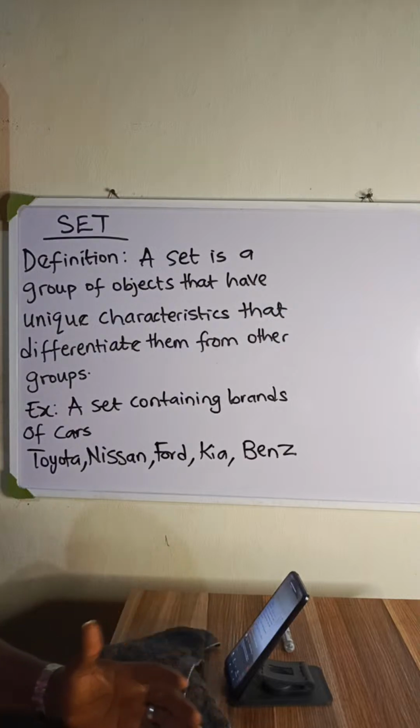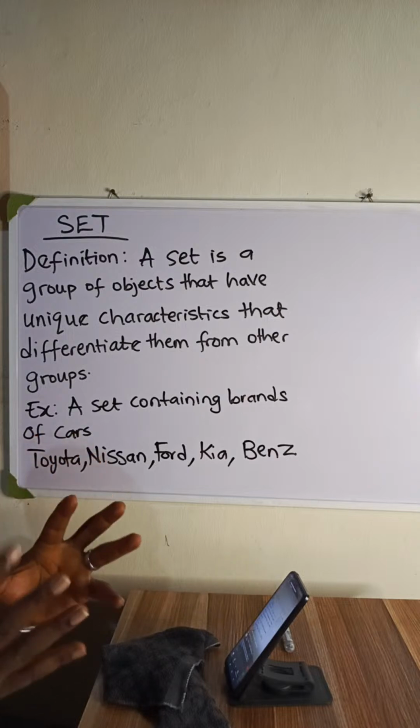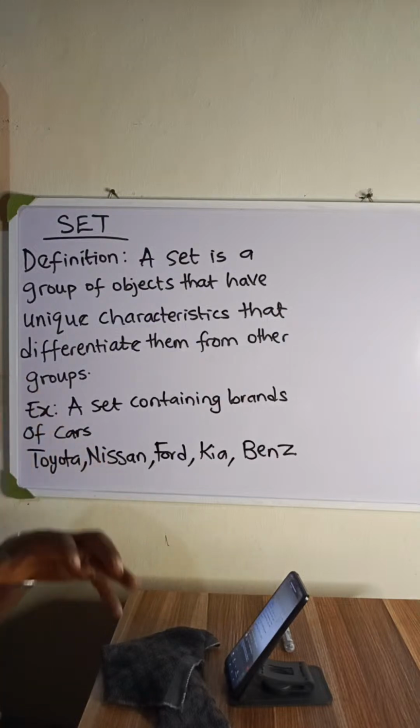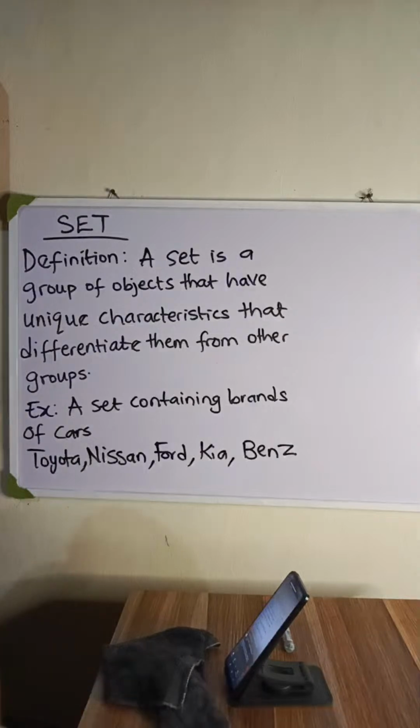All these values or objects have unique characteristics that make them part of that group. If an item or a number does not have those characteristics, it cannot be termed part of that group. Okay, so that's what a set is.